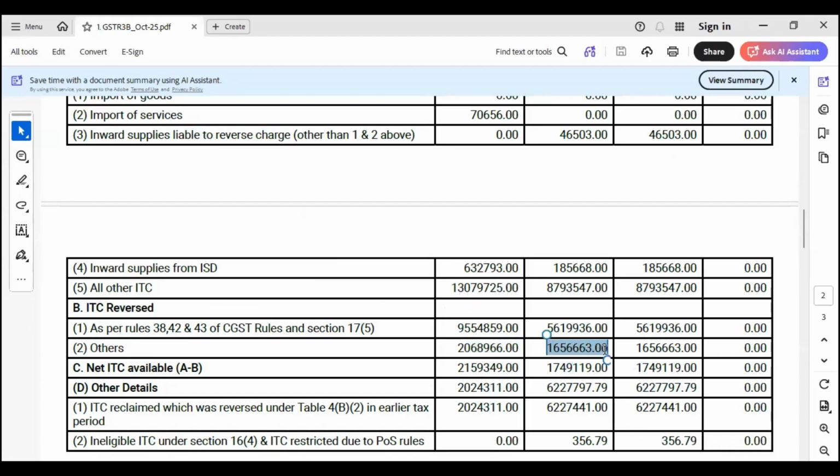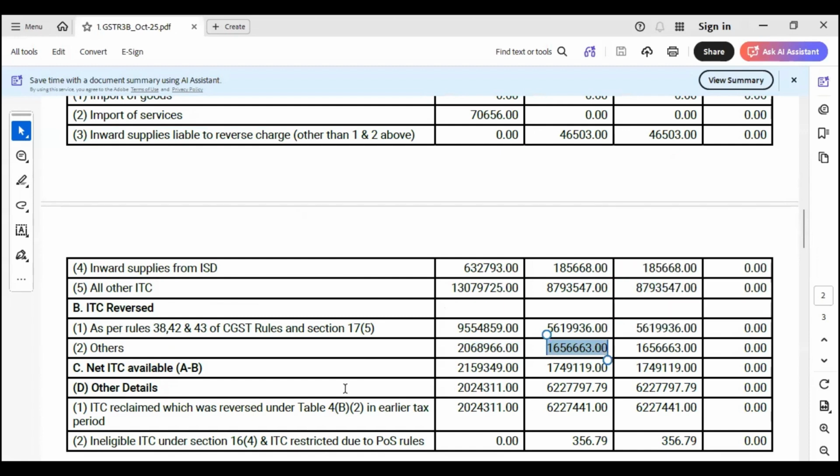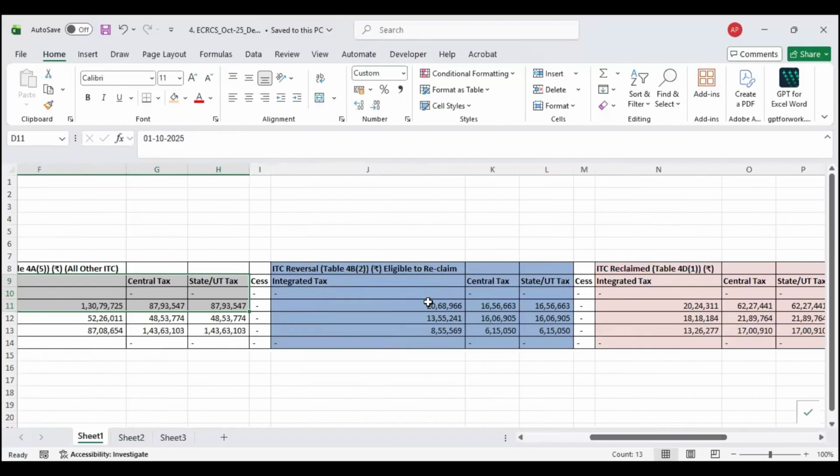Similarly, CGST, 16 lakh 56,663. So 20 lakhs and 16 lakhs. Let's look at the credit ledger. In my credit ledger, for the month of October, 4B2, 20 lakh 68,000, 16 lakhs. This we are not doing any manual entry. In the back end, system is doing this calculation. So based on 3B, this is what it has captured.